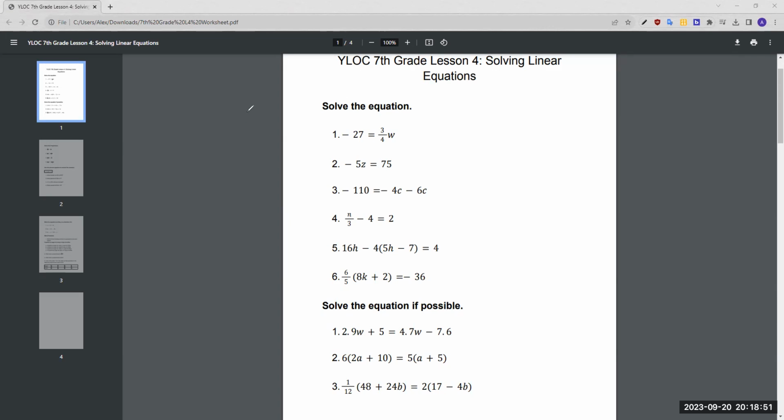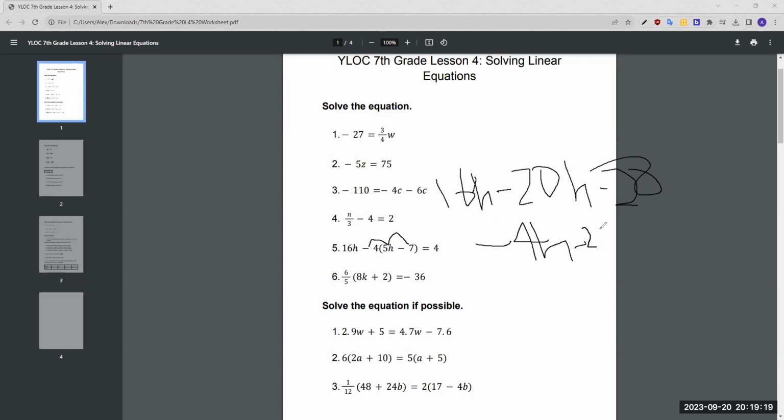Number 5, 16h minus 4 parentheses 5h minus 7 equals 4. Let's distribute this 4 to these two values first. 4 times 5h equals 20h. 4 times negative 7 equals negative 28. And then it would be like that. So let's combine like terms, and it'd be negative 4h minus 28 equals 4. And then we have to add 28 on both sides.